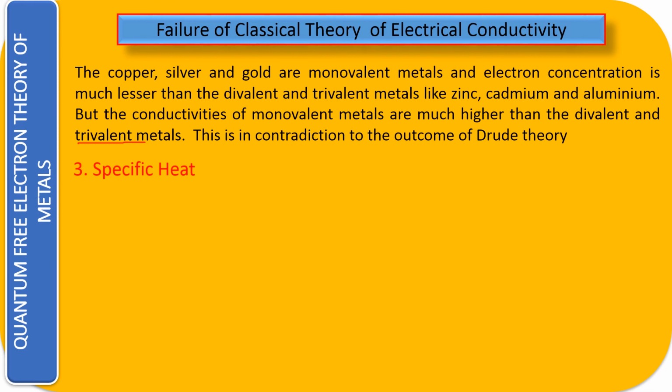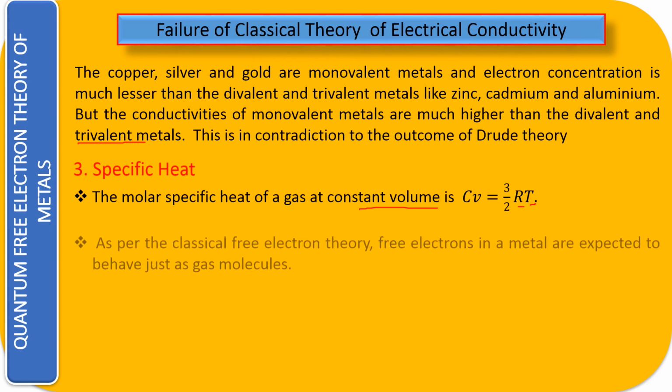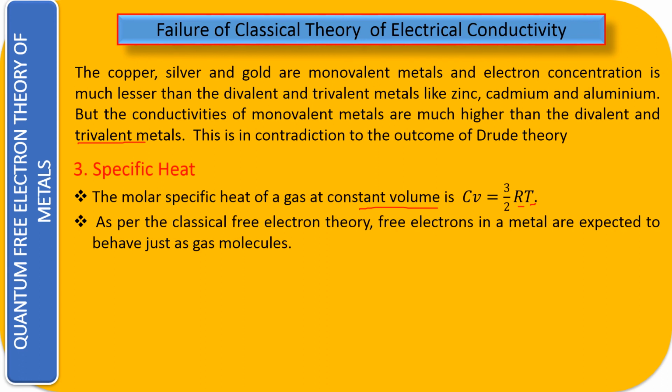Now this is the specific heat. You must know that gas molecules have their specific heat. So the molar specific heat of a gas at constant volume, Cv, is given by 3/2 RT. R is the gas constant and T is the temperature. So it is directly proportional to temperature. What we are saying is that the molar specific heat of the gas is proportional to temperature, with R into 3/2.